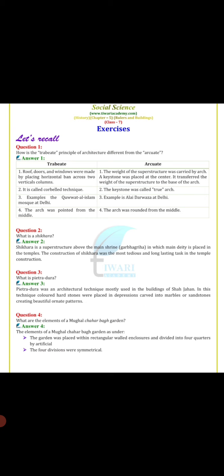Question 4, what are the elements of a Mughal Chaharbagh garden? Answer, the elements of a Mughal Chaharbagh garden are as under. The garden was placed within rectangular walled enclosures and divided into 4 quarters by artificial channels. The 4 divisions were symmetrical.